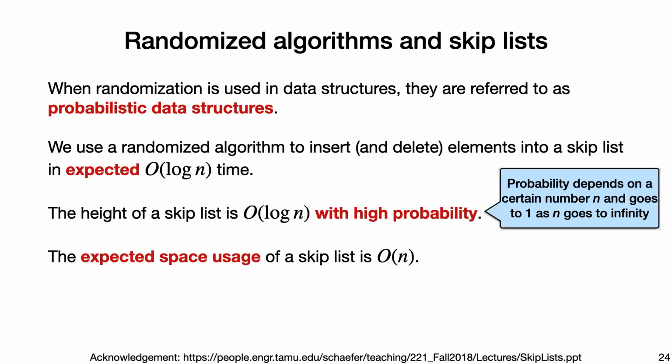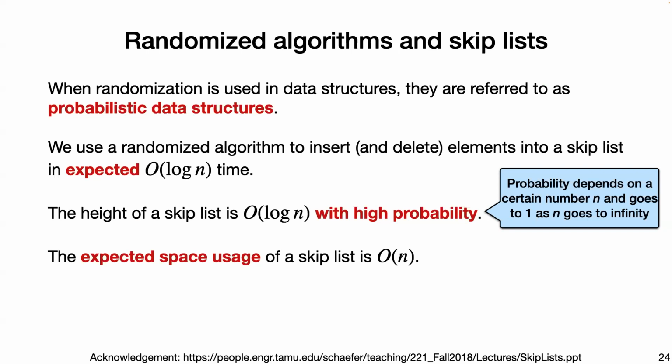When you have randomization in data structures, they're referred to as probabilistic data structures. I'm not going to prove this now. I have some slides at the end to prove this if we have more time, or you can read them on your own time. We use this randomized algorithm to insert and delete in a skip list in expected log n time. The high level argument is that you have log n levels, and at each level you don't need to go that far. So the expected time is log n.